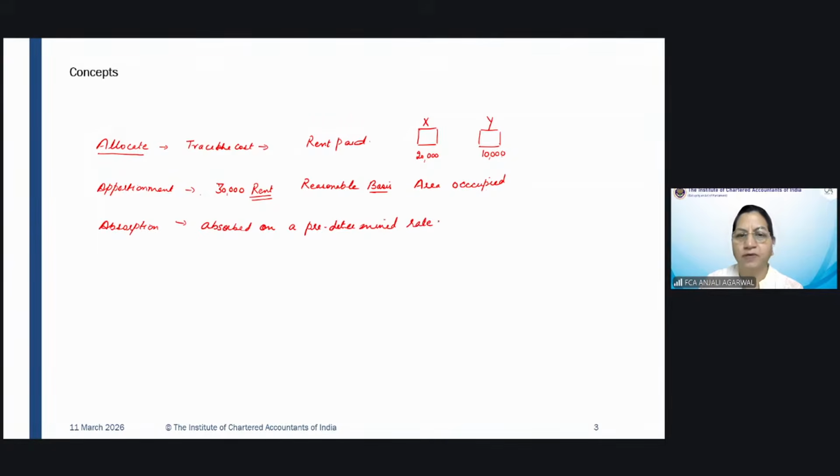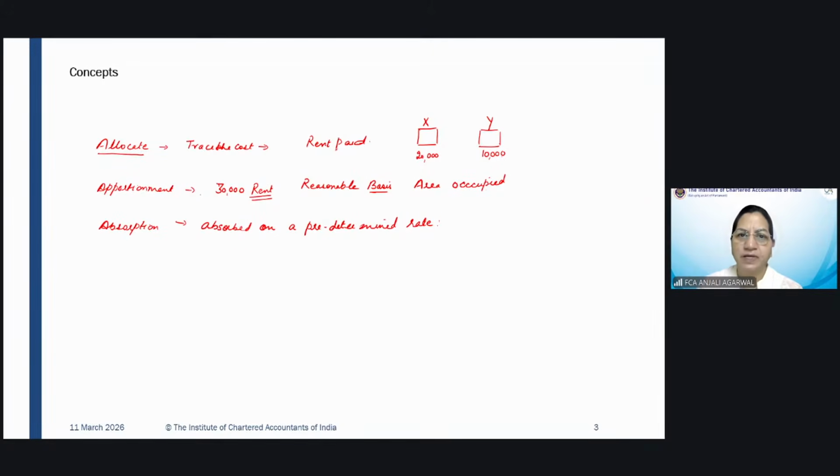So you already know the predetermined absorption rate, and you will apply that only. This is also to be calculated on the basis of past experience and the industry. That's how you establish a predetermined rate.